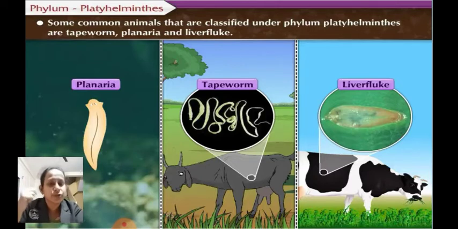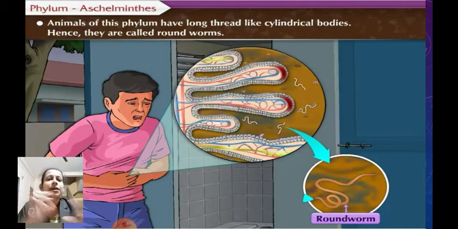Okay, higher evolution, that is the next phylum, that is Phylum Aschelminthes. Fine. So these are also worms. But how are they different from Platyhelminthes? Platyhelminthes were flat, whereas these Aschelminthes are round or cylindrical in shape. And since they are cylindrical, they are called roundworms. Fine. So they are also long and thread-like structures.